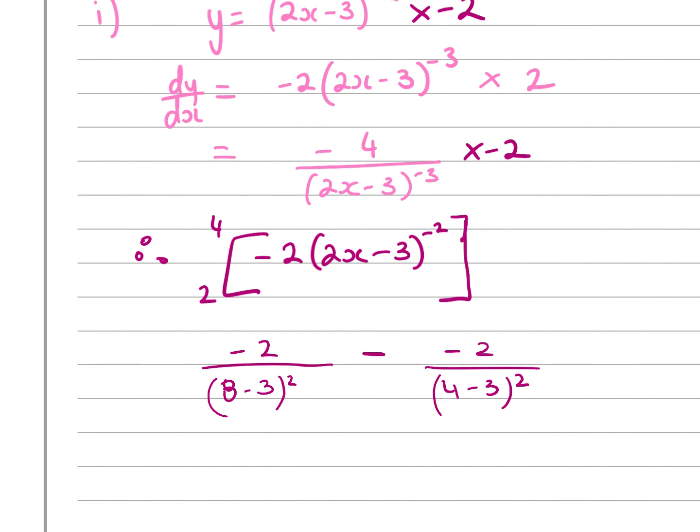Okay? So minus 2 over 5 squared is minus 2 over 25. Then this is going to be plus, 4 minus 3 squared is 1, so this is going to be plus 2. Minus 2 over 25 plus 2 gives me 1.92. Now, we can actually check this in our calculators using the integral function if we wanted, and we should get 1.92 as well. Okay?